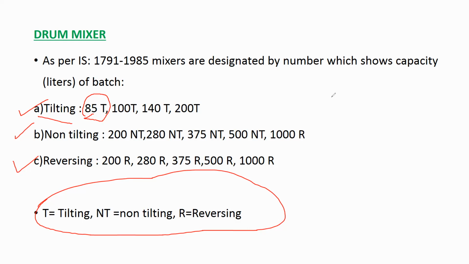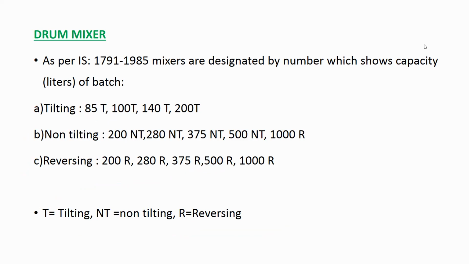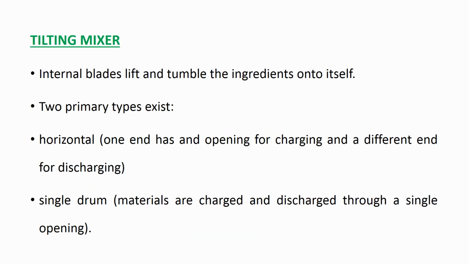Tilting mixers are available in the quantities of 85T, 100T, 140T, and 200T. Non-tilting mixers are available in the quantities of 200 NT, 280 NT, 375 NT, 500 NT, and 1000 NT. And reversing: 200R, 280R, 375R, 500R, and 1000R. So these are the capacities. First is the tilting mixer. From here we will discuss in the next class.